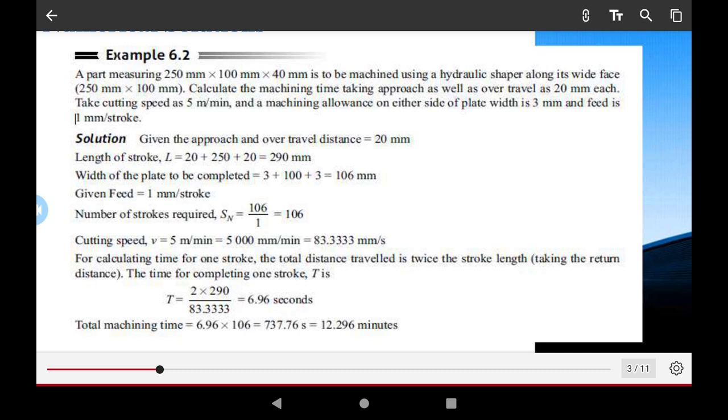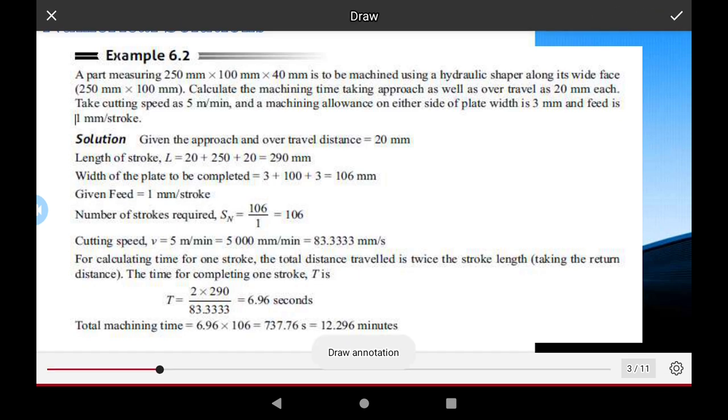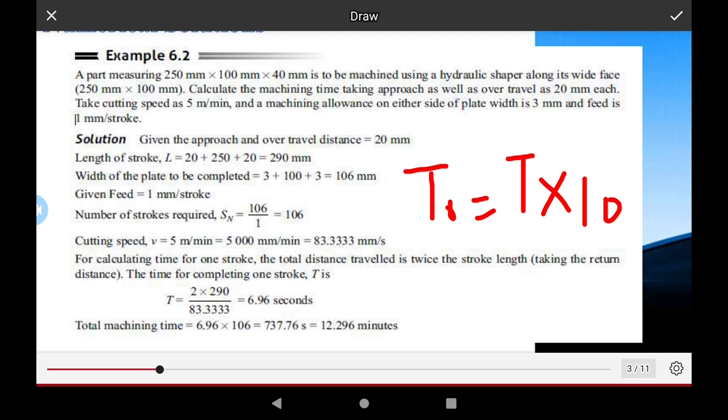One stroke is completed in about 6.96 seconds, and now for the total machining time. The total machining time T naught equals the one stroke time into the number of strokes, 106. The total value comes to 737.76 seconds. Converting seconds to minutes, it is 12.296 minutes.